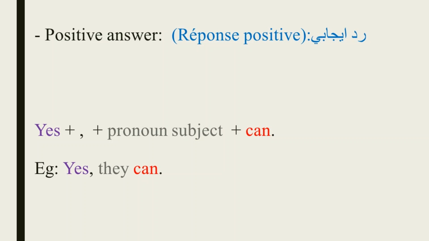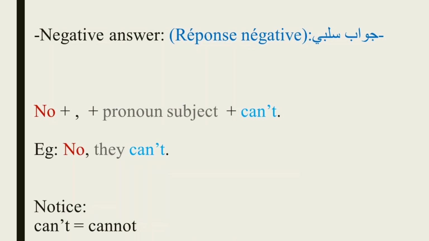Positive answer. Yes plus comma plus pronoun subject plus can. Example, yes, they can. Negative answer. No plus comma plus pronoun subject plus can't. Example, no, they can't. Notice, can't equals cannot.